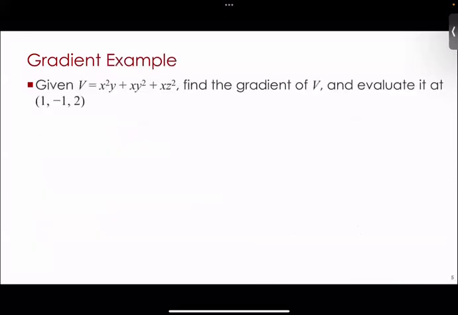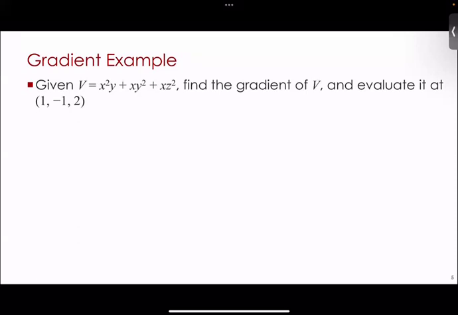Okay, here's where I kick in. I've already posted this example, but I just want to talk about it a little bit. We're given a function V, thinking voltage, because you can have an electric potential throughout the room, just like temperature. And it's a function of x, y, and z. So you could plug in any x, y, and z value, and it would spit out a V, just like we could plug in any x, y, and z and spit out a temperature.